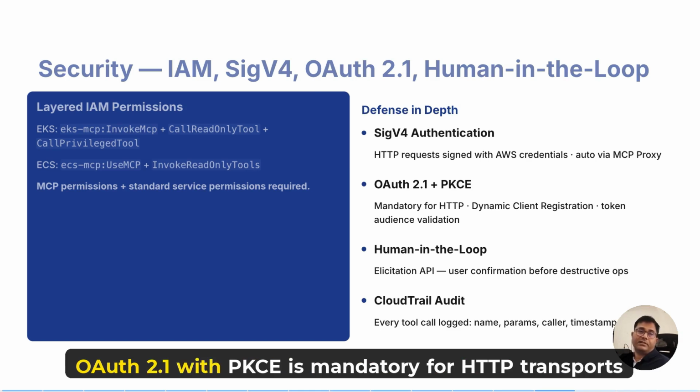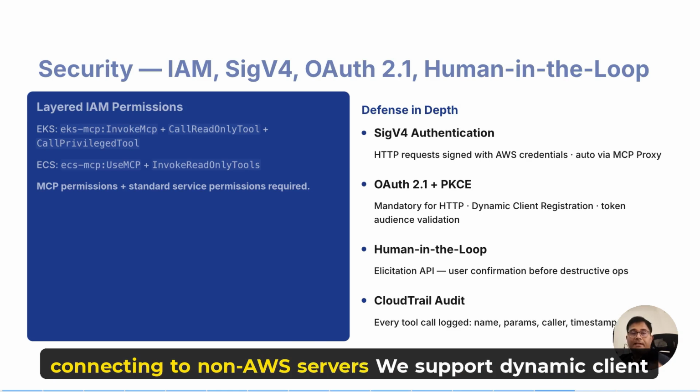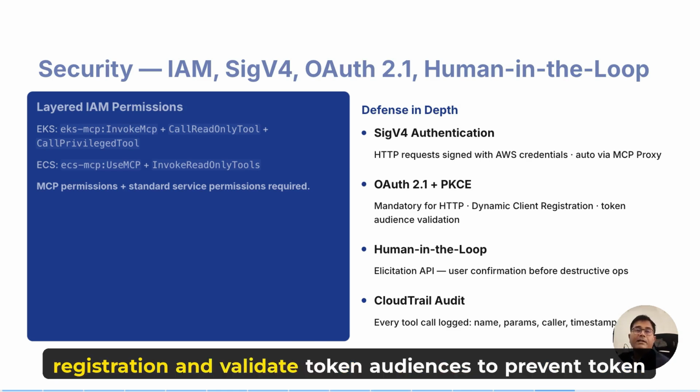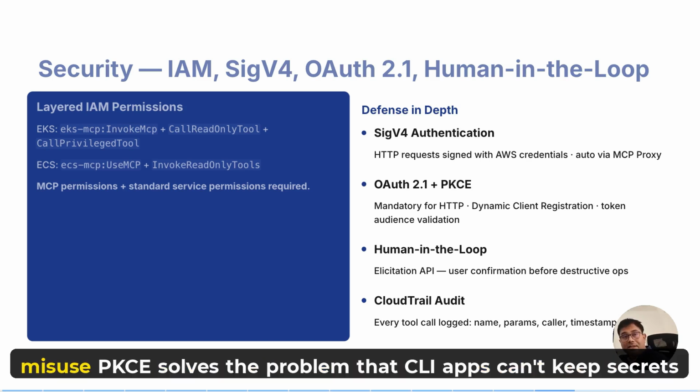OAuth 2.1 with PKCE is mandatory for HTTP transports connecting to non-AWS servers. We support dynamic client registration and validate token audiences to prevent token misuse. PKCE solves the problem that CLI apps can't keep secrets.